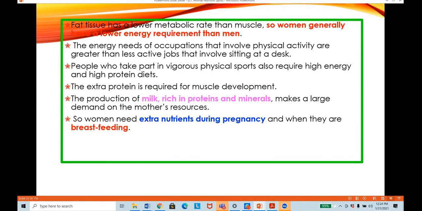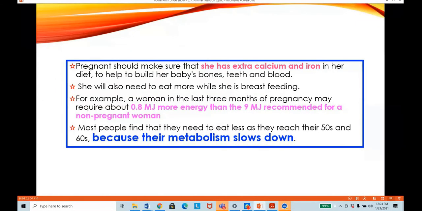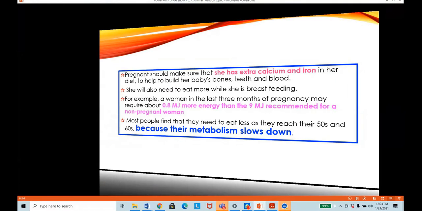Clear, ladies, about all this we discussed in the last lesson? Did we discuss this as well? About how much more energy is required by a pregnant woman than the normal woman? Yes. The pregnant woman needs 0.8 megajoules more energy than the 9 megajoules recommended for a non-pregnant woman.